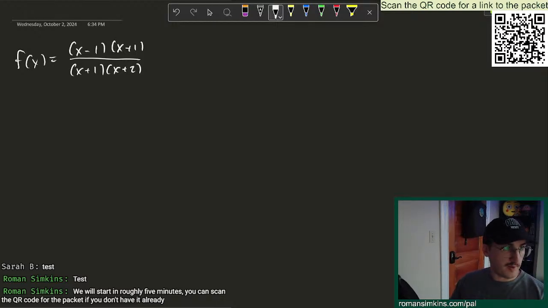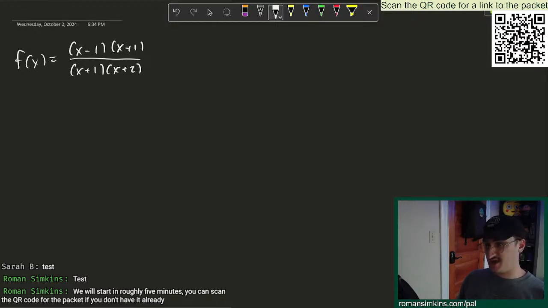So on the packet I released, again with the QR code, I give that list of things you've got to do, and all I'm going to do is go down that list, start filling in the information, and then use that info to actually draw a graph. So step one says to factor p of x and q of x, but this is already given to us. This rational function is already in factored form, so we're good on that step.